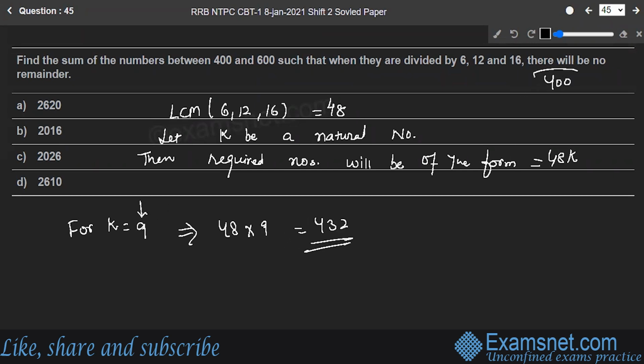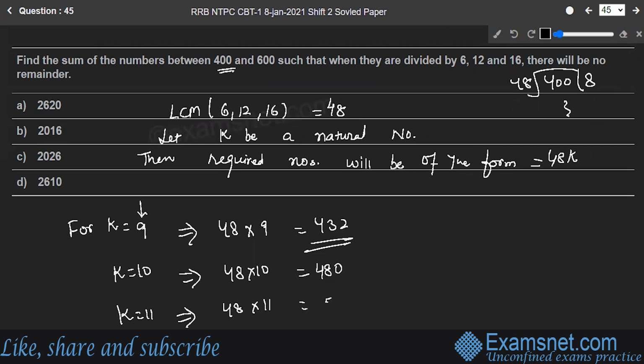Because 48 times 8 is less than 400, and 48 times 9 is more than 400. That means I don't want numbers lesser than 400. I want the numbers which are bigger than 400. That's why I'm starting with K equal to 9. Now for K equal to 10, this will be 480. K equal to 11 gives 528. For K equal to 12.